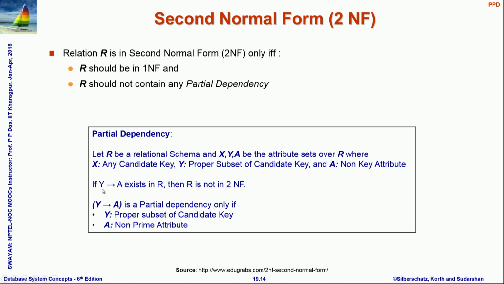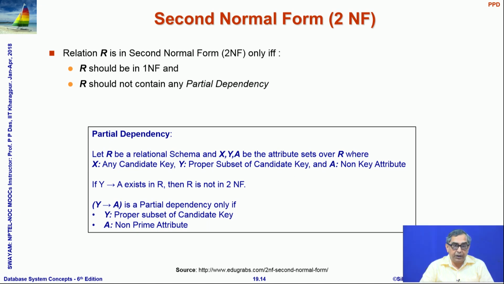dependency, functional dependency, where Y determines A, where A is a non-key attribute, it is non-prime. So, it does not feature in any of the keys, not only the primary key, and Y is a proper subset of a candidate key. If it is not a proper subset, if it is fully a candidate key itself, or if it has some intersection with some candidate key, but not a proper subset, then it does not violate the 2NF condition. The 2NF condition is violated provided Y is a proper subset of a candidate key and A is non-prime.